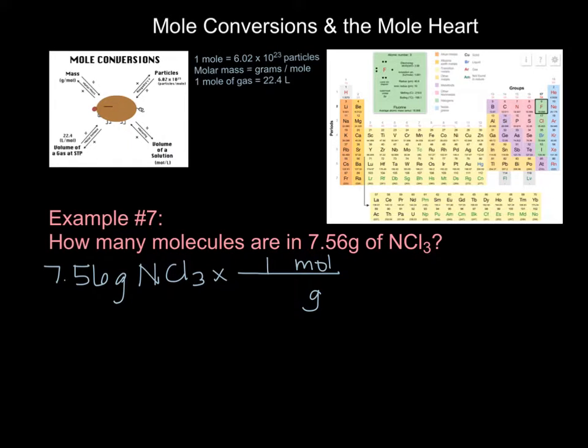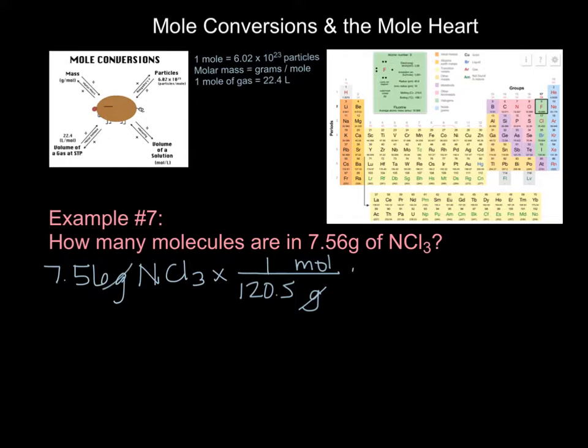So I find my molar mass of nitrogen, and it is 14. So 14 plus my molar mass of chlorine, which is 35.5, but 35.5 times 3 is 106.5, so I have to add my 14 to 106.5, and I get 120.5, and so now my grams cancel, and I'm at my moles section.